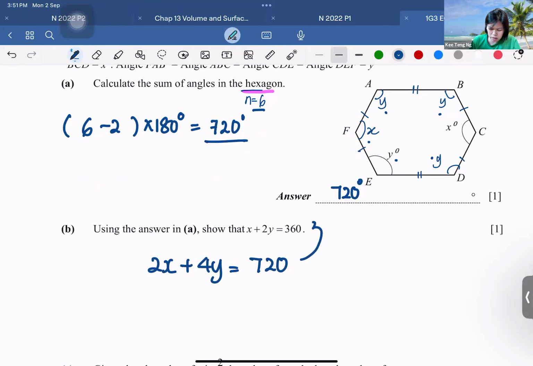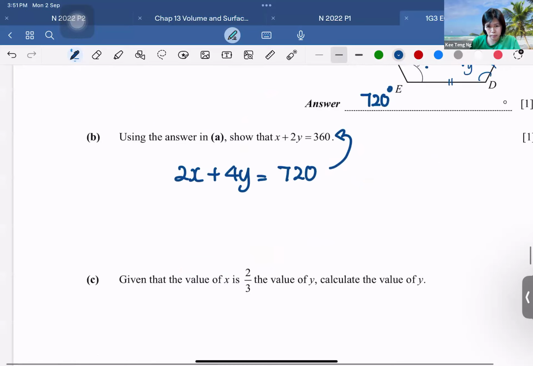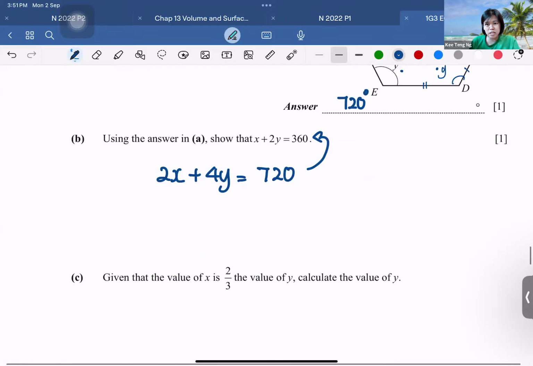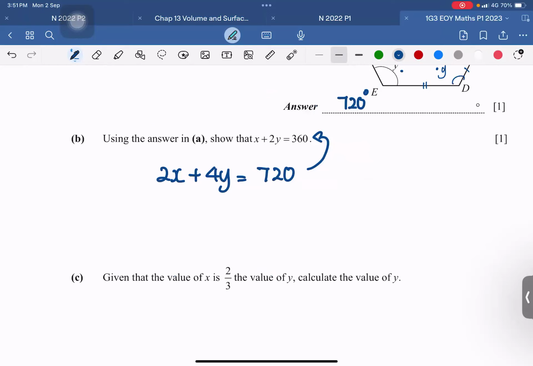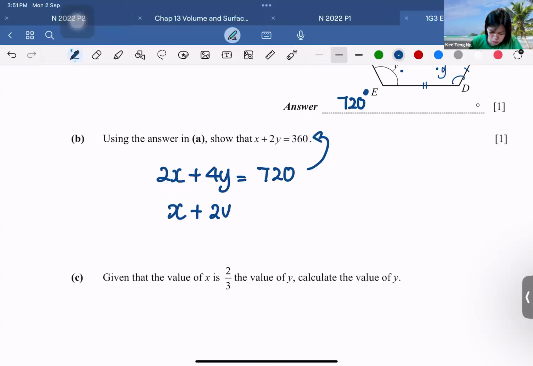How am I going to get this? Any suggestions? From 2x change to x, and 4y change to y. Divide by 2, thank you. Everything also divide by 2. Every single term divide by 2. That'll give me the answer.